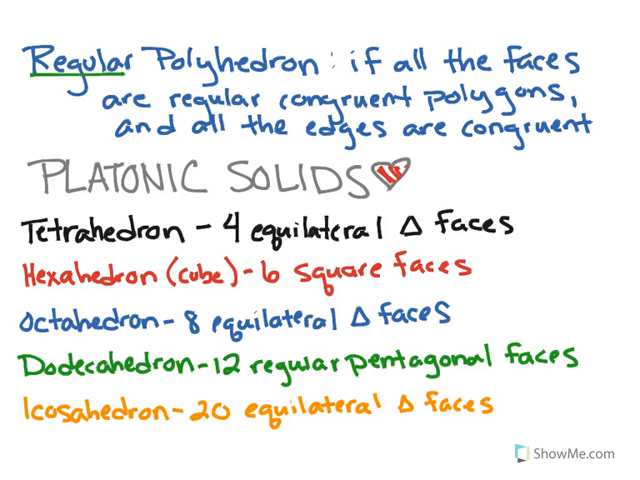So more specifically, a tetrahedron has 4 equilateral triangular faces. A cube has, of course, 6 square faces. An octahedron has 8 equilateral triangular faces. Dodecahedron are 12 regular pentagonal faces. And icosahedrons are 20 equilateral triangular faces. And these polyhedra are actually really beautiful to look at and observe. We only have one more concept that we are going to cover, and then we'll be done.